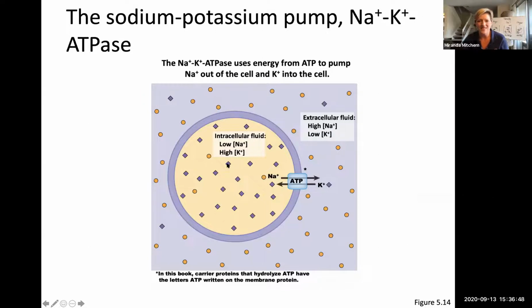Inside the cell, there is a lot of potassium and only a little bit of sodium. And the opposite is true outside the cell. This goes to what I drew on the board the first time. So outside the cell, we have way more sodium, these little yellow circles, and just a little bit of potassium. So the pump is moving each of these against their gradients. We are putting potassium into the higher concentrated place, and we are putting sodium into the higher concentrated place.